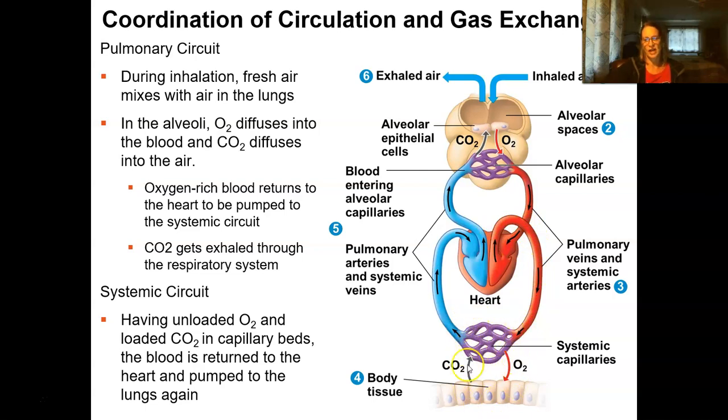Additional gas exchange happens here. The oxygen leaves the capillaries and goes into the body tissue cells. Carbon dioxide leaves the body tissue cells and comes into the capillaries, and now you've got oxygen-poor and carbon dioxide heavy blood coming back to the heart, the right atrium, through the vena cava, the inferior vena cava here, or I guess it would be either vena cava.